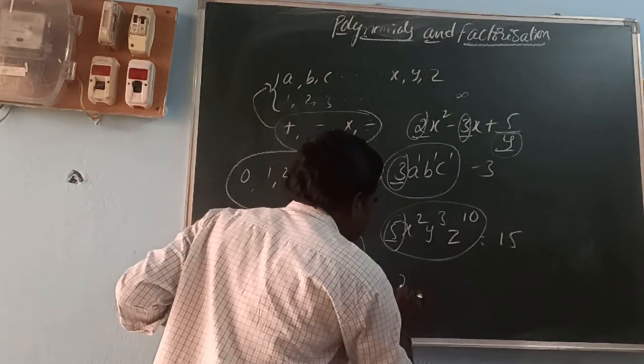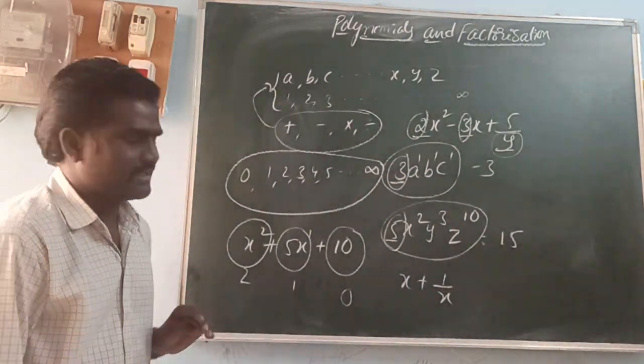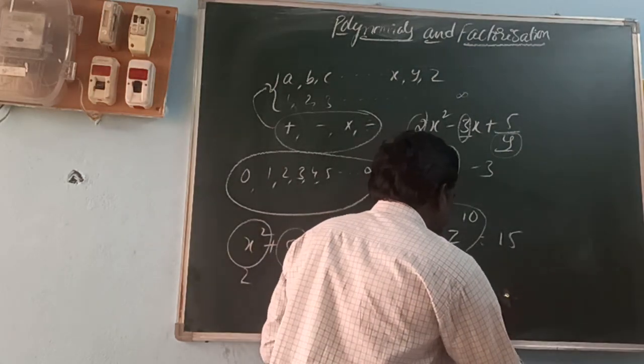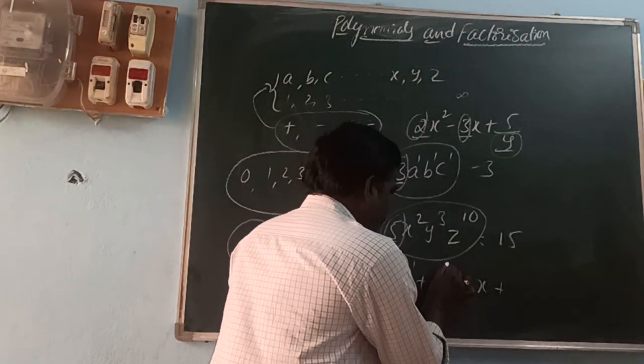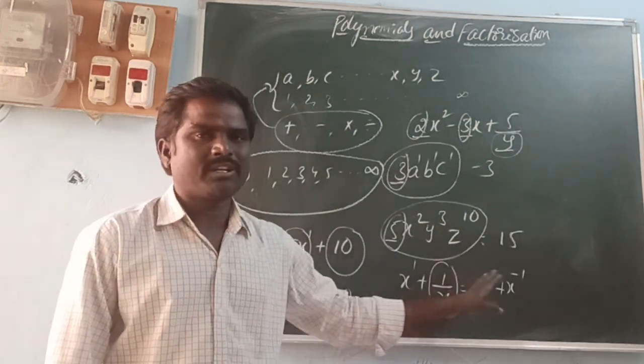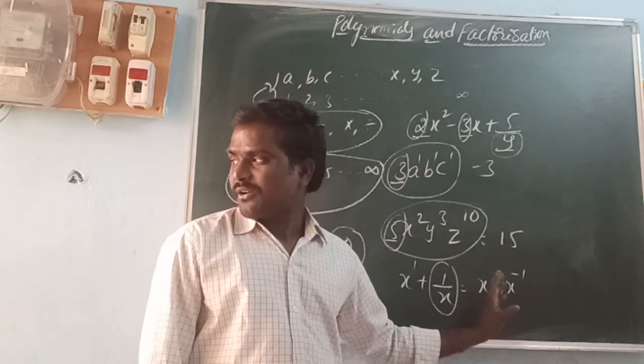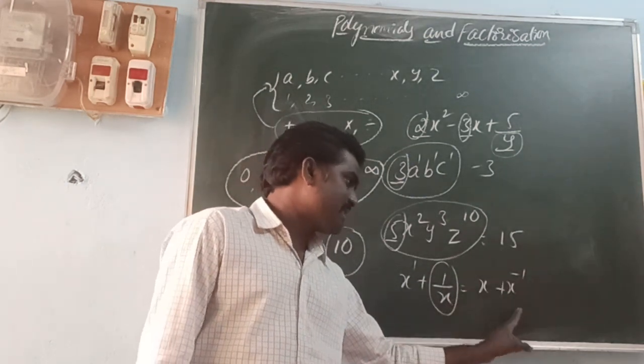So for example, x plus 1 by x. Here x we can write as x power 1. 1 by x we can write as x power minus 1. Here how many terms are there? Two terms, that is x and x power minus 1. So in these two terms the power of x is 1 here, and the power of x is minus 1 here.